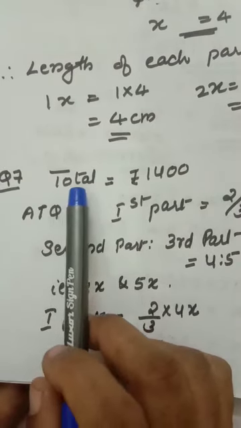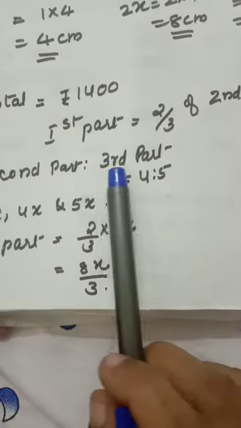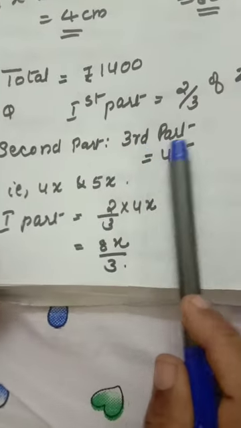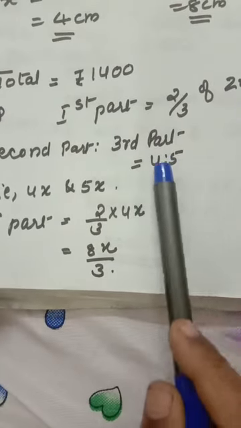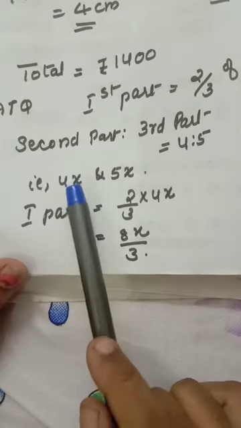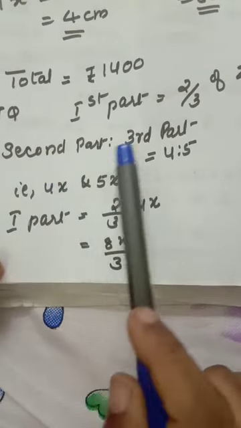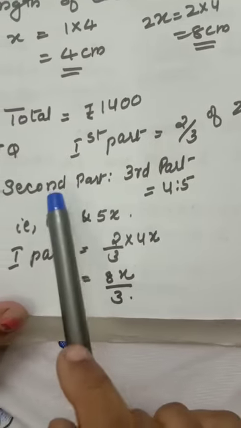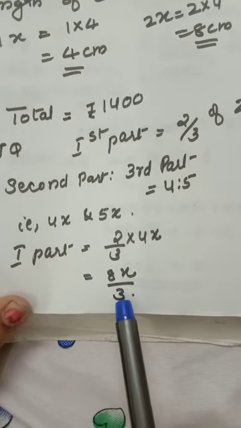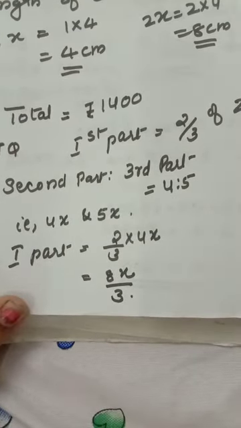Okay, so the total is 1400. The first part is 2/3 of the second part. The second and third parts are in ratio 4:5, that means 4x and 5x. The second part is 4x, the third part is 5x. The first part is 2/3 of the second part, that means 2/3 of 4x, that is 8/3x.